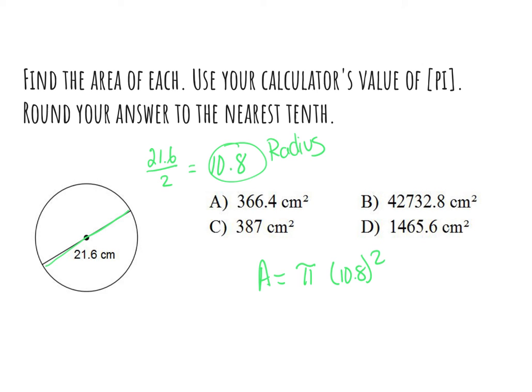10.8 squared is going to give me 116.64. So then we multiply that number by pi. And remember to use your pi button in your calculator. So my answer is going to be 366.43, which means A must be my correct answer.